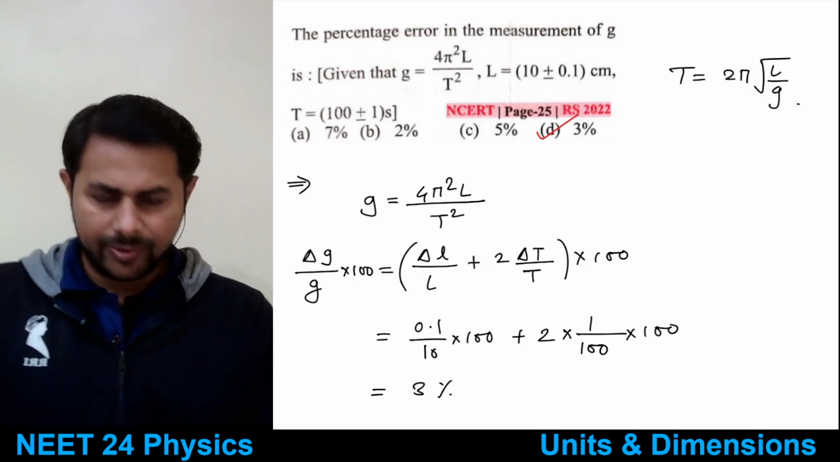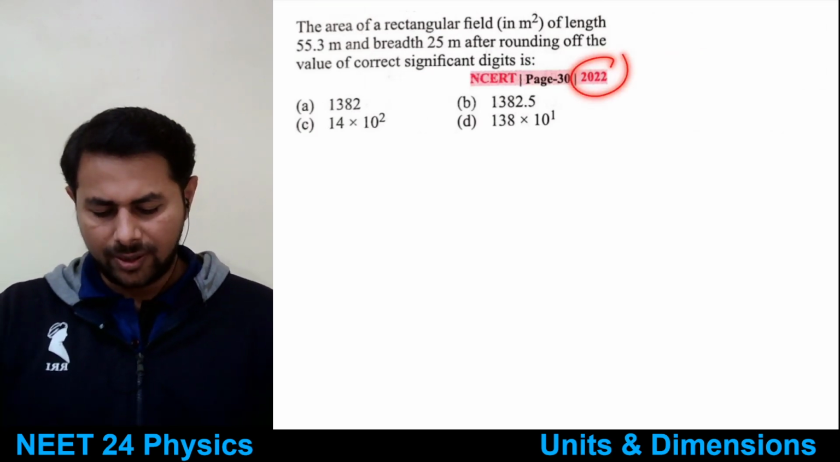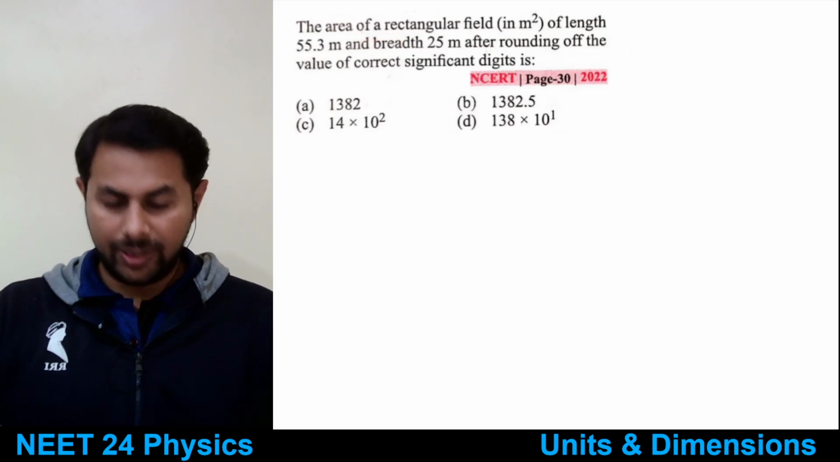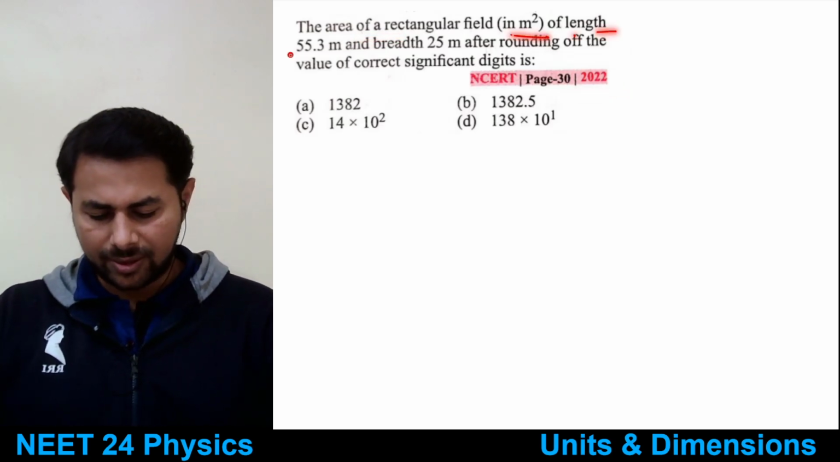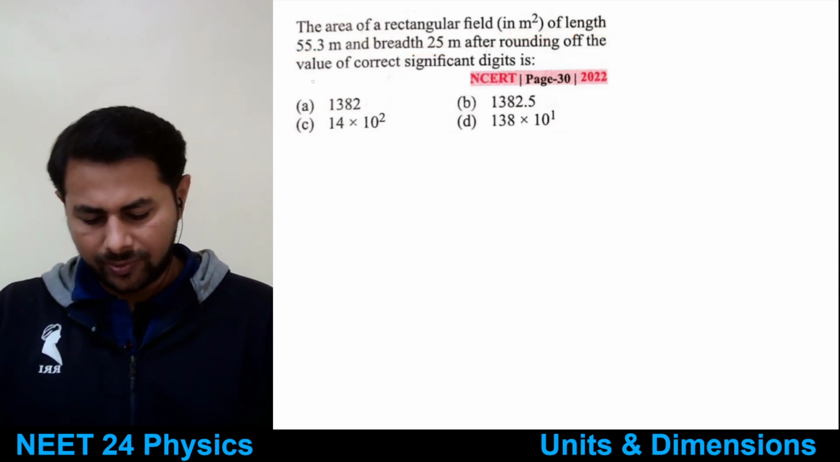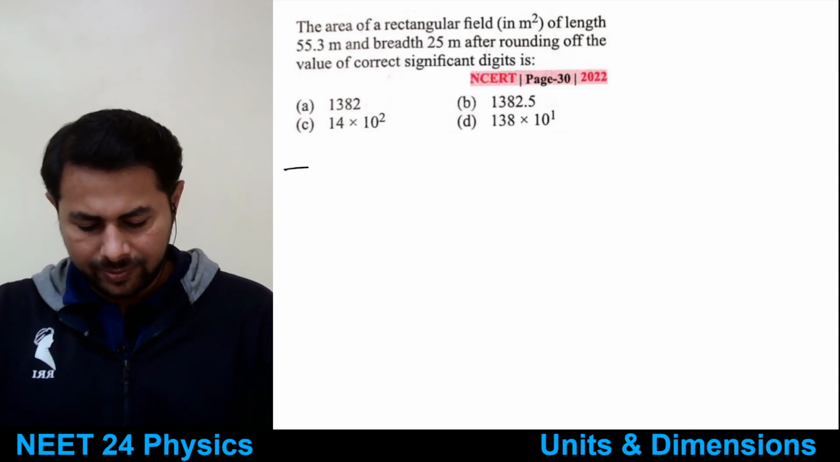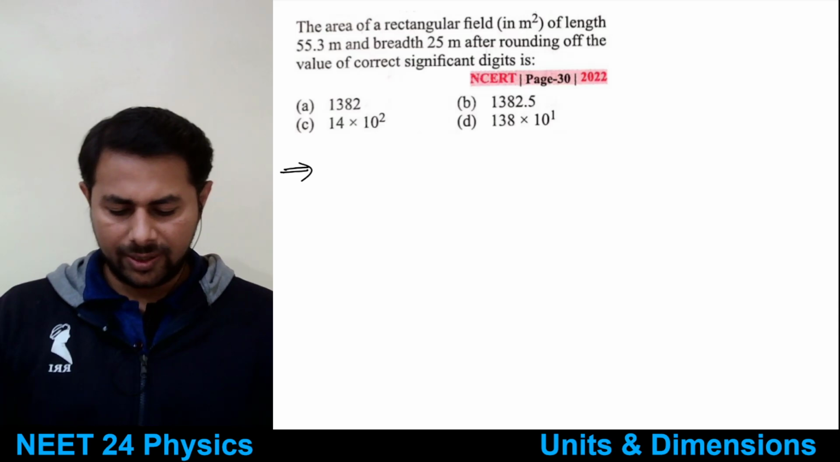Okay, very good. Let's see the next one. This is from NEET. The area of a rectangular field in meters square, of length 55.3 and breadth 25, after rounding off the value to correct significant digits is. Tell me, what will be the area?